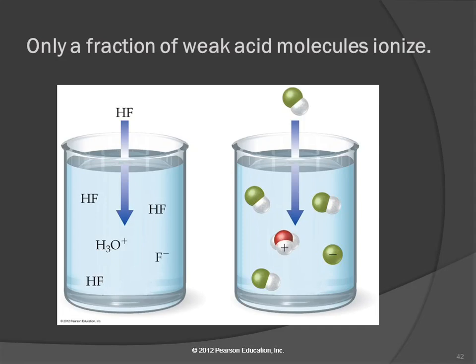So if we look at the pictures for HF with the formulas, we see that here's hydronium ion and a fluoride ion, but most of them remain the molecule. And with the pictures, the models, we see the same thing. We do have intact molecules. With a strong acid, you don't. They all come apart.